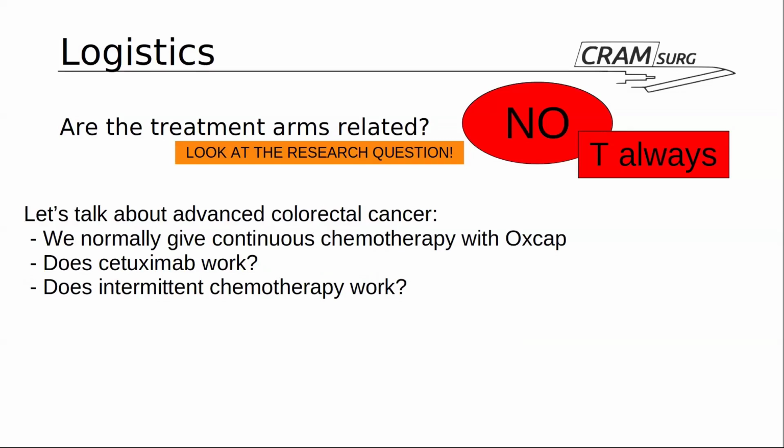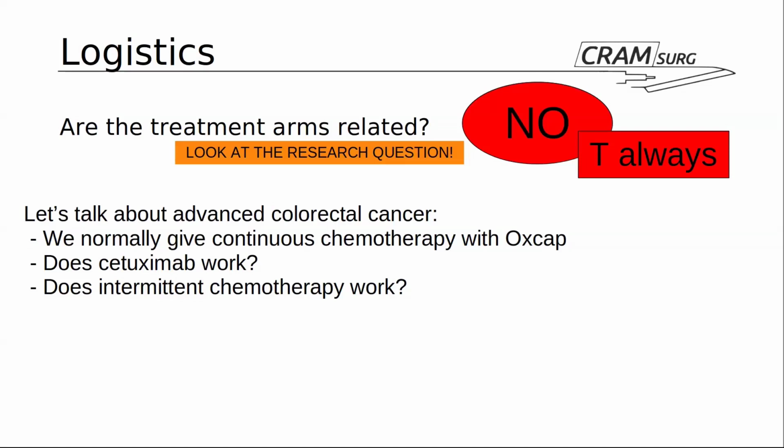So let's think about colorectal cancer, and let's think about advanced disease. We normally give patients that have advanced colorectal cancer continuous chemotherapy with Oxcap, which is a combination of oxaliplatin and capecitabine. Now, in this context, you might have two questions in mind. What if we put in some cetuximab? And what if instead of giving continuous chemotherapy, we do intermittent chemotherapy? Does it work? We don't know.